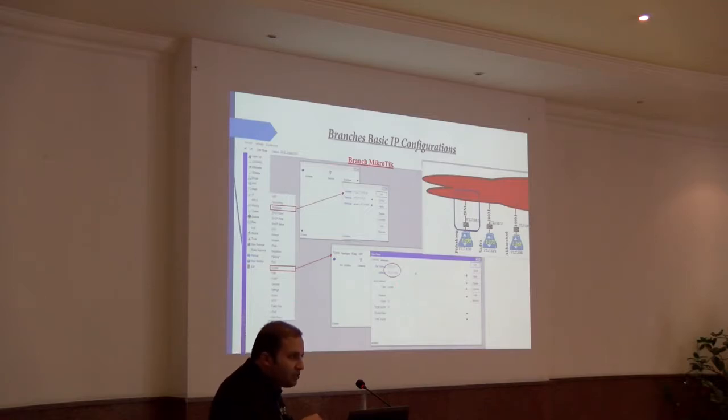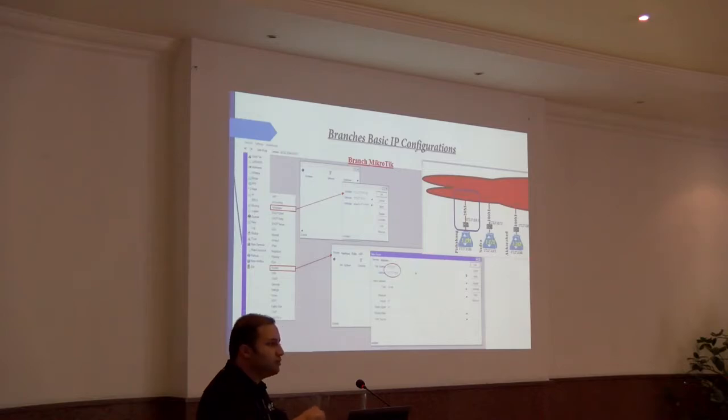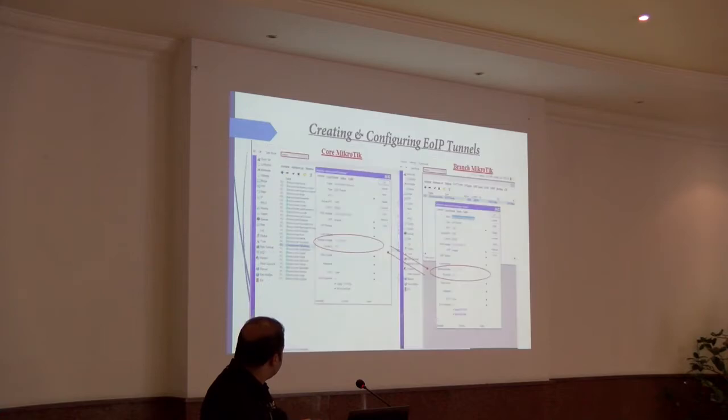InterVLAN implementation finished. It's really easy on MikroTik. So if now you ping any branches from each other, they can access each other and they can communicate with each other. Now let's go to creating and configuring EoIP tunnels.